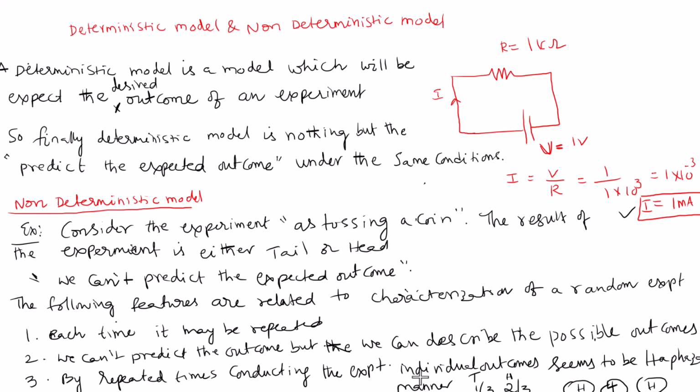These are the 3 important points. The first is that the experiment can be repeated under the same conditions. By conducting the experiment, we can describe the possible outcomes. And the individual outcomes are observed in a haphazard manner. Haphazard means lacking an order, so we cannot get things into a perfect order. It comes as it will be. These are the deterministic and non-deterministic models.